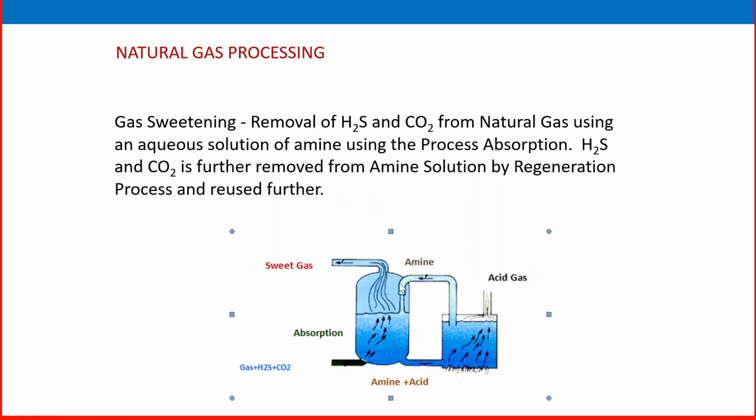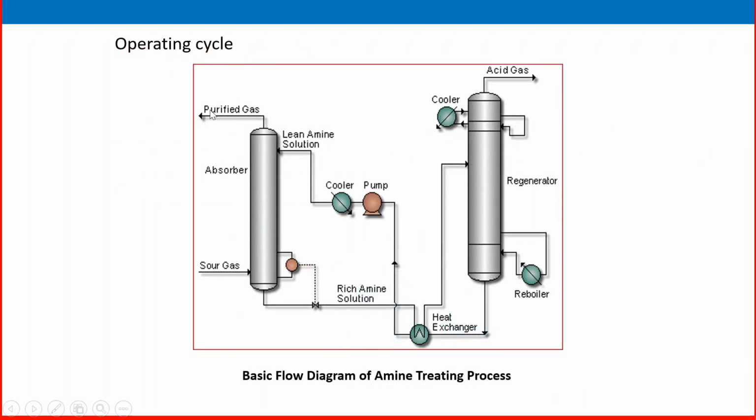Let us go into details of what is happening in the operating cycle. In this simple flow schematic diagram, this is the absorber. The source gas is coming with H2S and CO2, so natural gas plus H2S and CO2 is entering the absorber. We have discussed the absorber and its internals in detail in gas processing 3. I will add that link in the description area, so you can watch it easily.